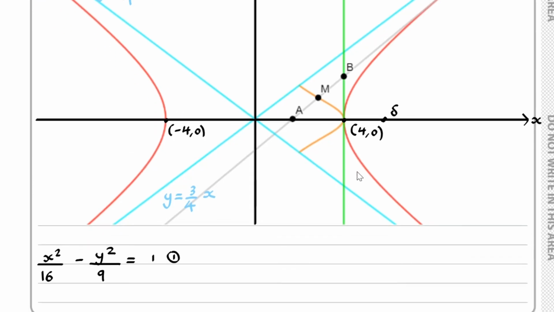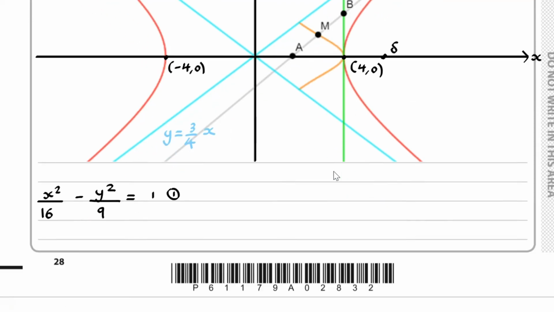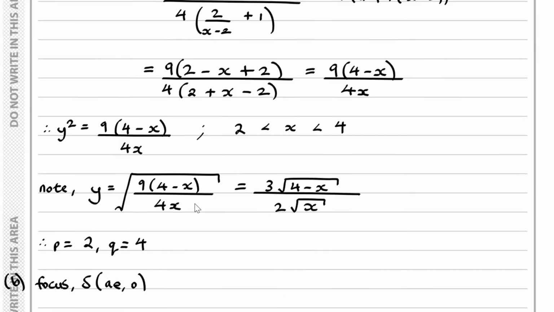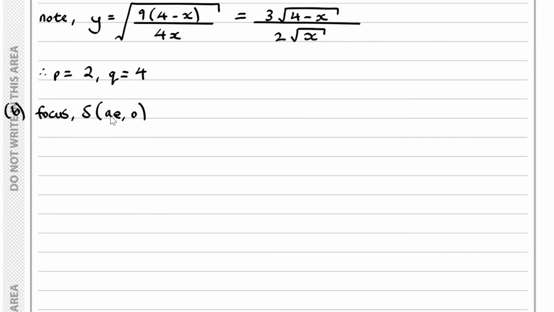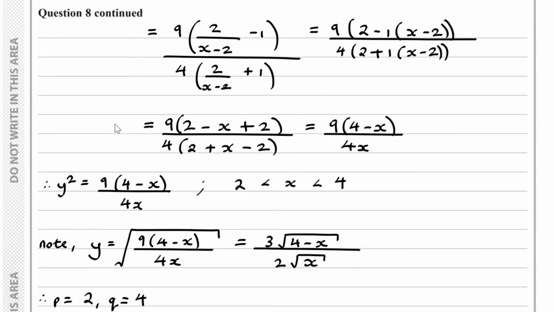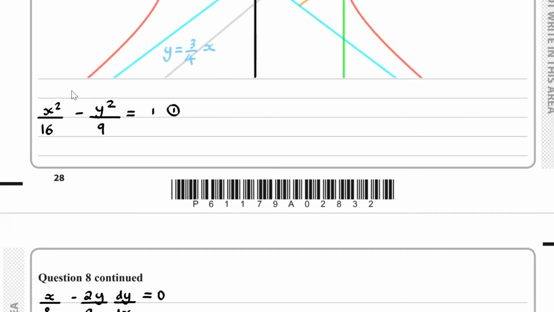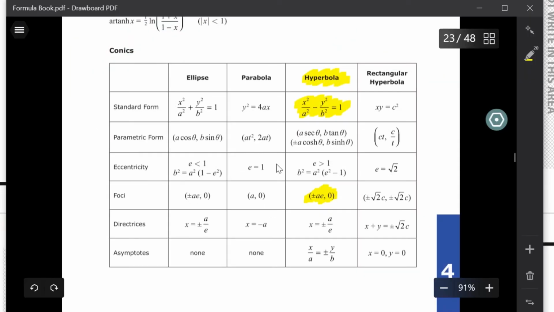So what we can now do is, well, if we know the value of E, we can find out what the focus is. We know A is equal to 4, and we can see A is equal to 4 from the form over here. So let's just write this down. A is equal to 4 and B is equal to 3. Hopefully that makes sense.